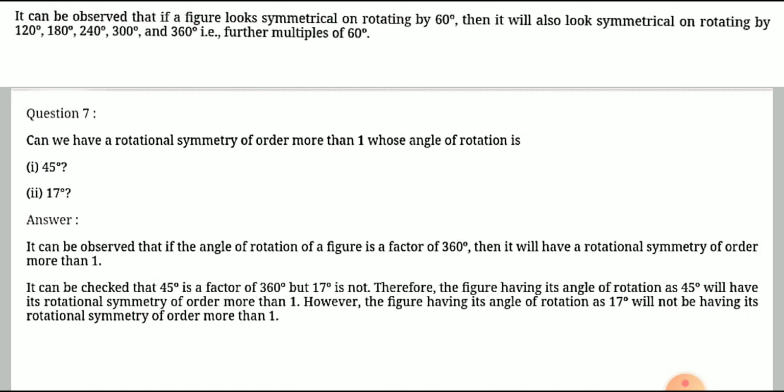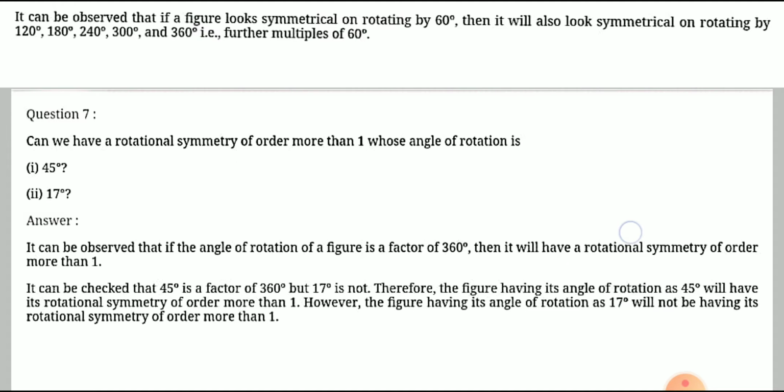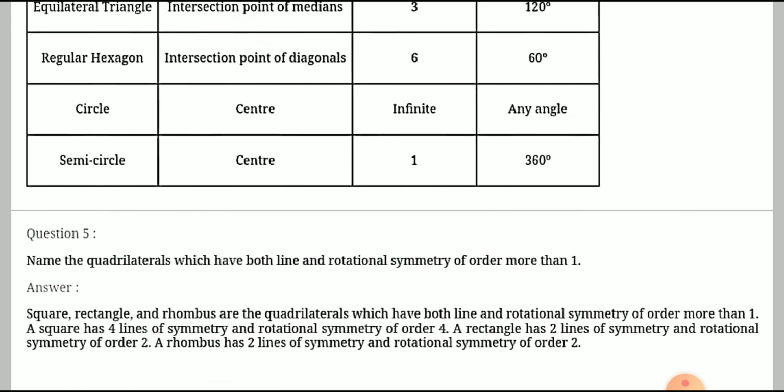See, it can be observed that if the angle of rotation of a figure is a factor of 360, then it will have a rotation symmetry of order more than 1. It can be checked that 45 is a factor of 360 but 17 is not. Therefore the figure with angle of rotation 45 degree will have rotation symmetry of order more than 1. However, the figure having its angle of rotation as 17 degree will not have rotation symmetry of order more than 1. Okay, so here your chapter is completed.